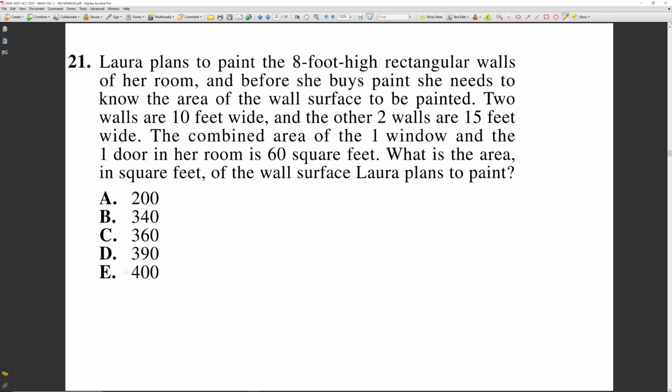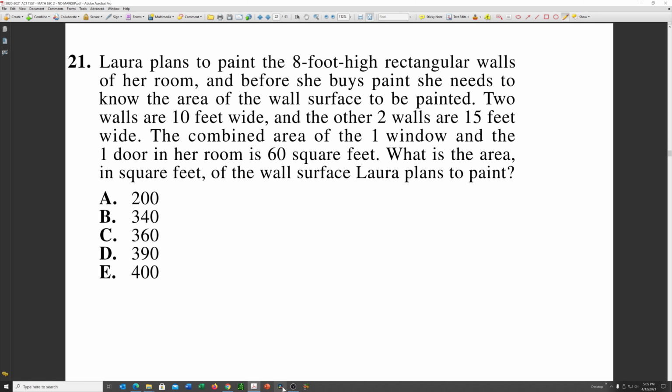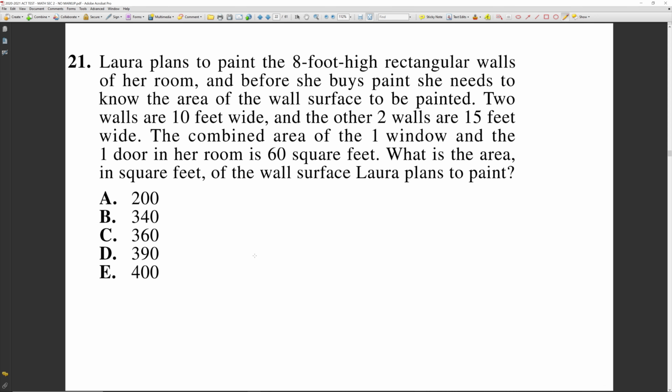Okay, let's jump to the end. And what do I got? What is the area in square feet of the wall surface Lori plans to paint? Okay, so let's keep that in mind. Lori plans to paint the 8-foot-high rectangular walls of her room, and before she buys the paint, she needs to know the area of the wall surface to be painted. 2 walls are 10 feet wide, so let's make a diagram.